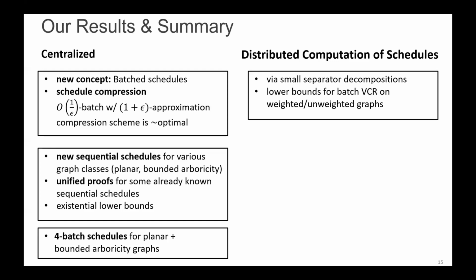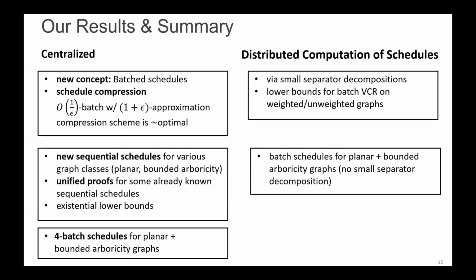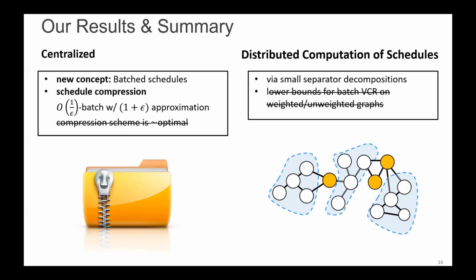So we complement these results with lower bounds, weighted and unweighted lower bounds. And we also present distributed algorithms using different techniques to get schedules with different trade-offs. Since these are quite a large number of results, I will only focus on 2 of these results, which are easiest to present here in this short talk.